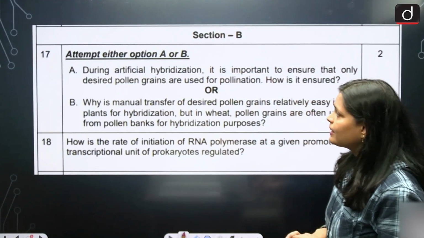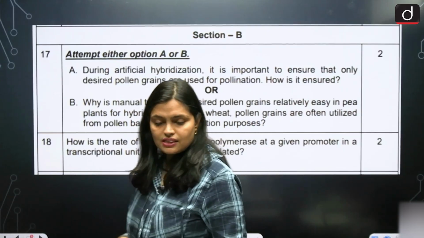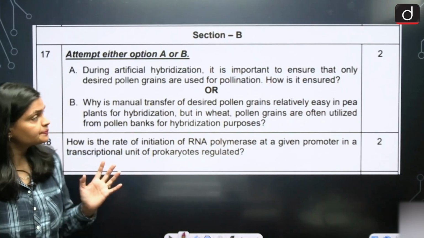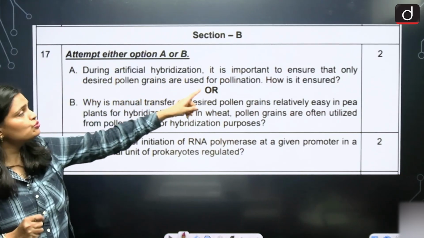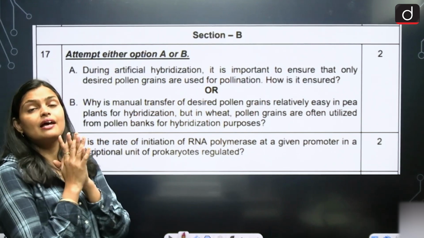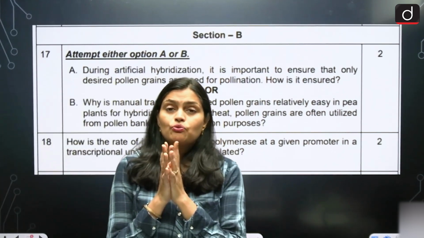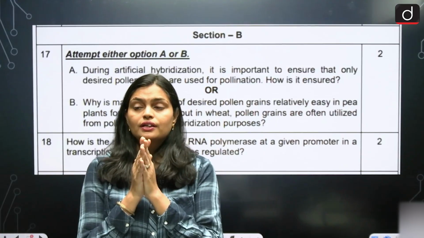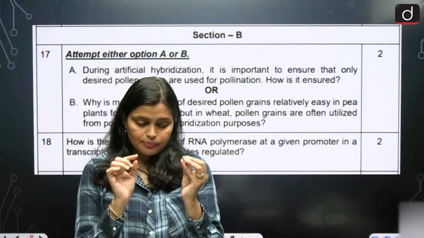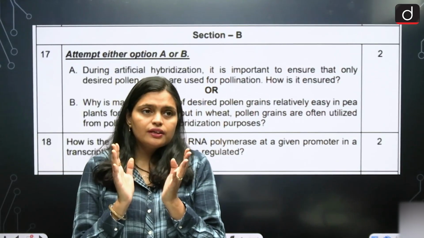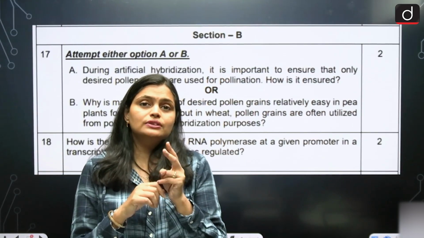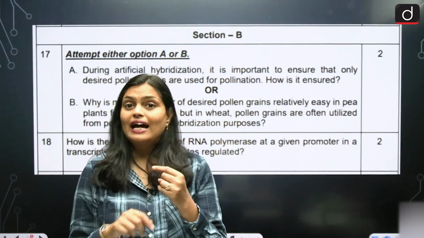Okay, jaise yahan pe dekho question hai: during artificial hybridization it is important to ensure that only desired pollen grains are used for pollination, and how it is ensured, right. To abhi yahan pe keh rahe hain artificial hybridization mein, theek hai, it is important to ensure that only desired pollen grains are used for pollination. You know artificial hybridization, right, where you want ki aapko pata hai ki kaun se pollen ko kis pe hybridize karna hai, theek hai. So here you need to do 2 things, emasculation and bagging.